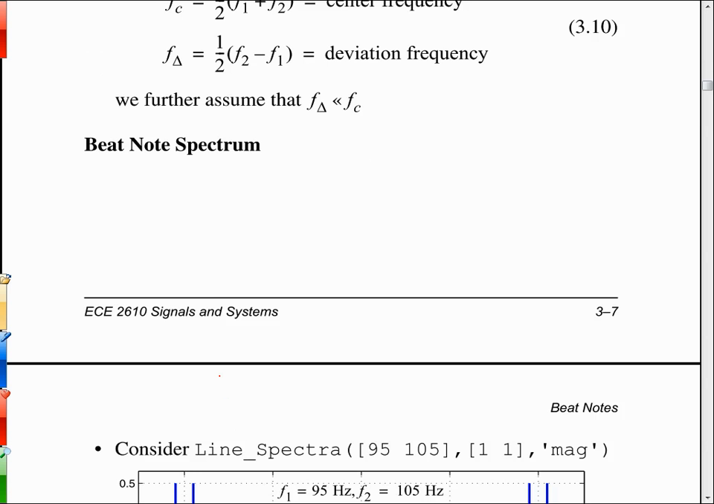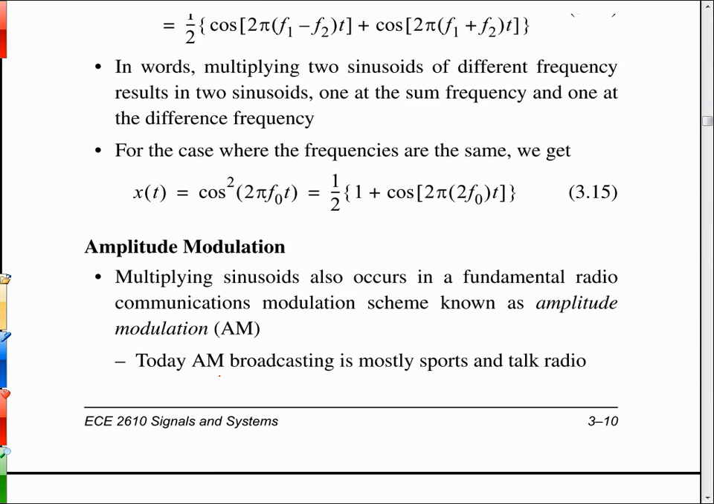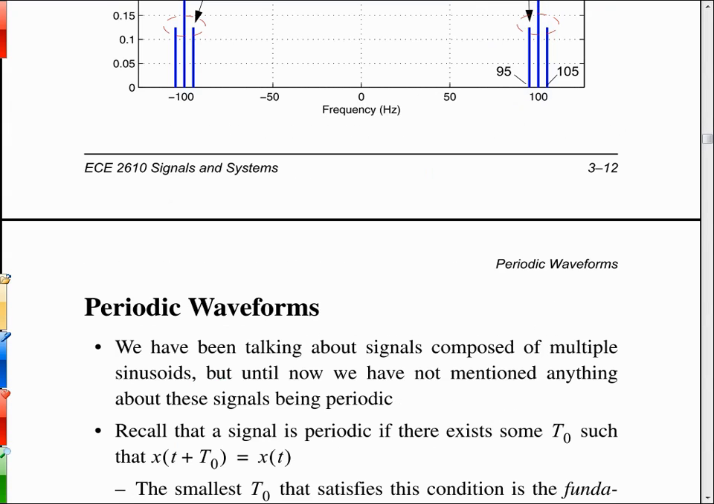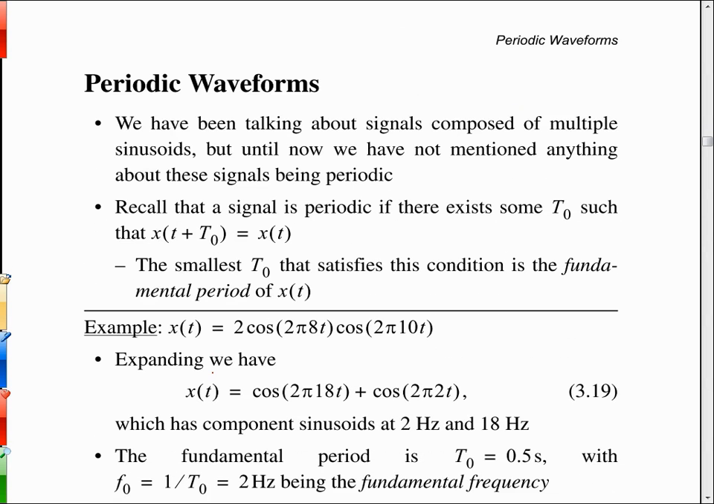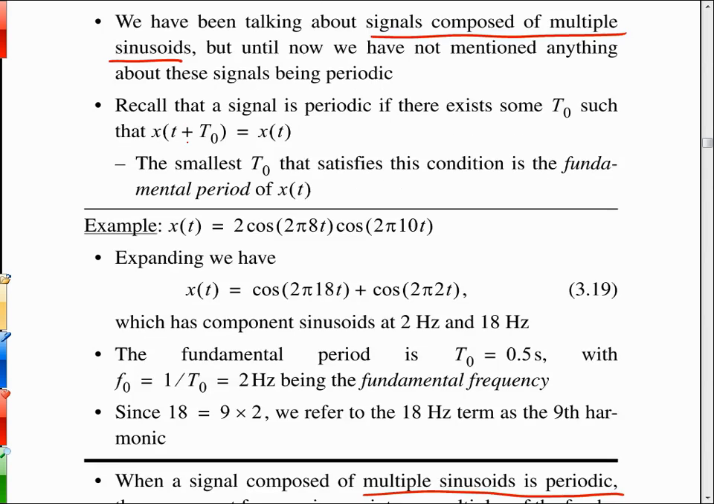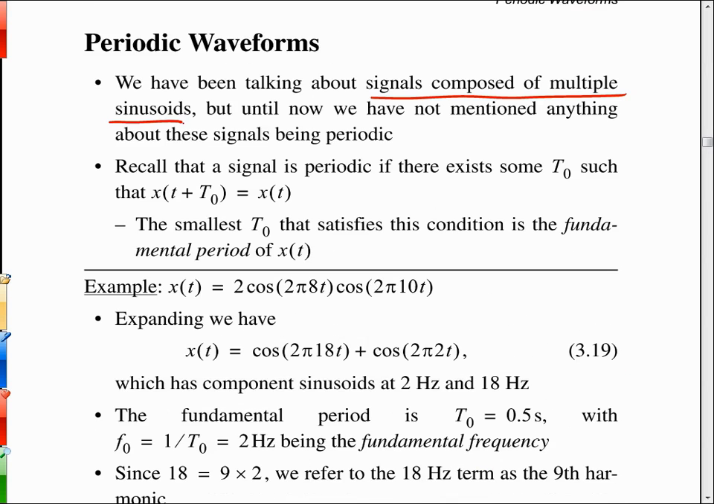The beat notes was the next idea, which I'd like to get back to and maybe run a demo of before we leave, but skipping over beat notes, periodic waveforms. This is where the discussion of signals composed of multiple sinusoids, which is what we've been talking about. What makes these signals periodic? And what page am I on? I'm on page 13. What makes these sinusoids periodic?